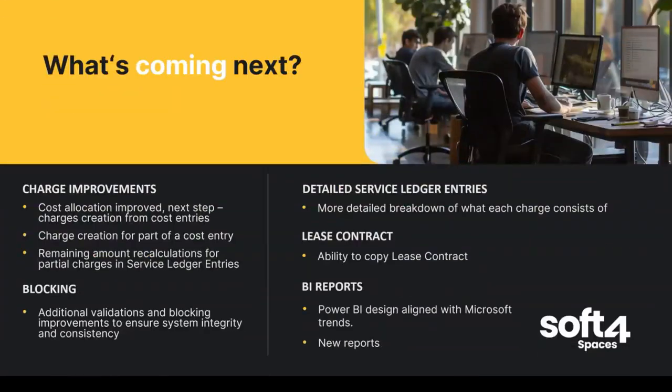Before we open for questions, let's quickly review what's coming next. We're working on the next phase of cost allocation improvements, the charge part. That includes charge creation from the cost entries, charge creation for part of a cost entry, and the remaining amount recalculations in service ledger entries. We are also adding more validations and blocking to ensure system consistency. We'll be able to see a more detailed breakdown of what each charge consists of in detailed service ledger entries, and we'll be able to copy the lease contract. Also, we're changing the Power BI design based on Microsoft trends and preparing to introduce new reports.